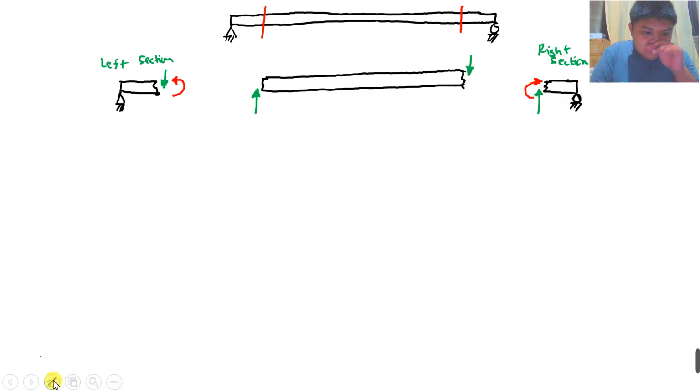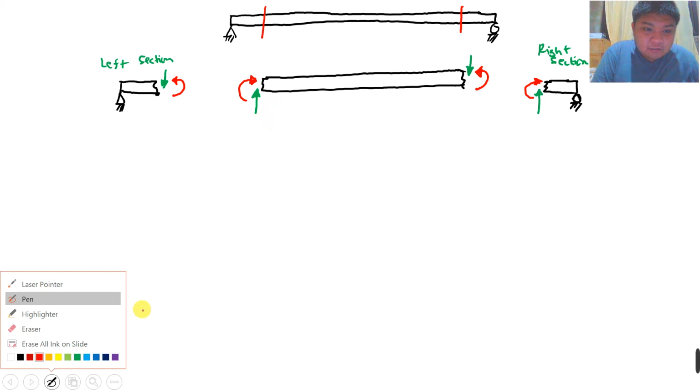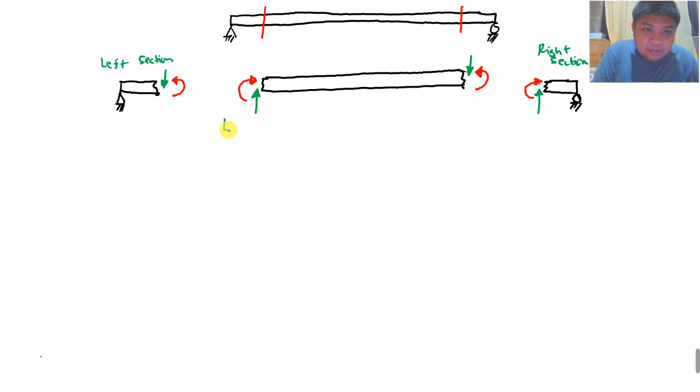So, for the case of moment, ganun din class. If this is counterclockwise, magiging clockwise siya. And if this is clockwise, magiging counterclockwise siya. So, kaya nga, kung mapapansin nyo, ang tawag ko dito, kanina, is the left end. Tapos, this is the right end.